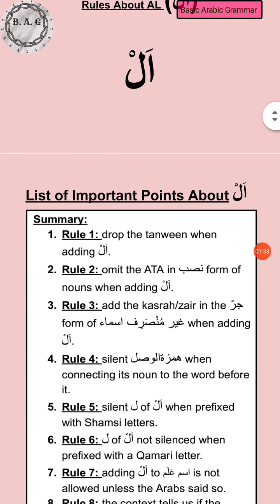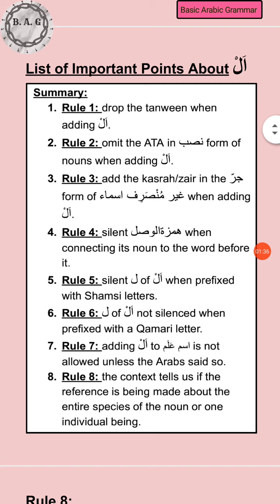So let's begin reading through it, and we'll see what we already know about it. First rule: drop the tanween when adding al. Alright, we know this. So kitabun becomes al kitabu, kitaban becomes al kitaba, and kitabin becomes al kitabi. The ending un sound is replaced by the single harakat of the same kind. So we know this point already.